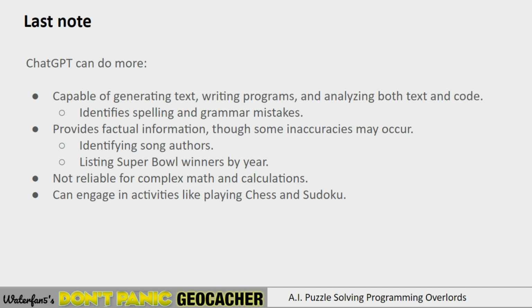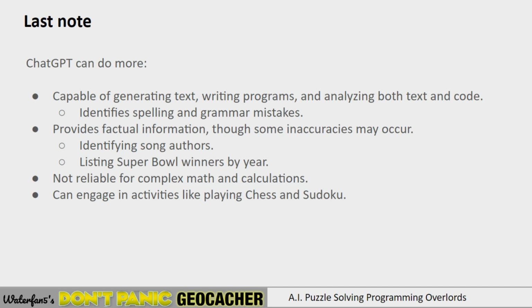It also is pretty okay at getting information, like identifying song authors or getting Super Bowl winners. Let's just say out of 15 for a coordinate, it will probably get somewhere between 10 and 14 correct. There's always something wrong, but it gives you a good starting point to see if your theory is correct, like whether you need the first letter of the author or the number of letters, without having to do 15 searches.